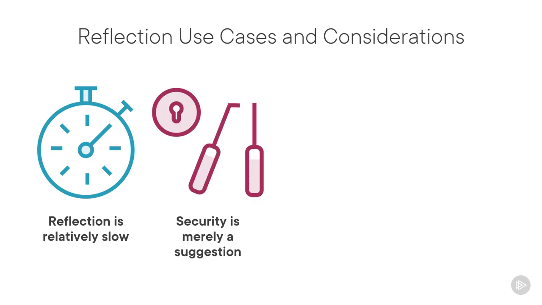Also, security is merely a suggestion when using reflection. What I mean by that is that through reflection, we can easily call protected class methods, set private fields, and so on. We can do what we are not intended to do. And that can obviously have far reaching consequences.